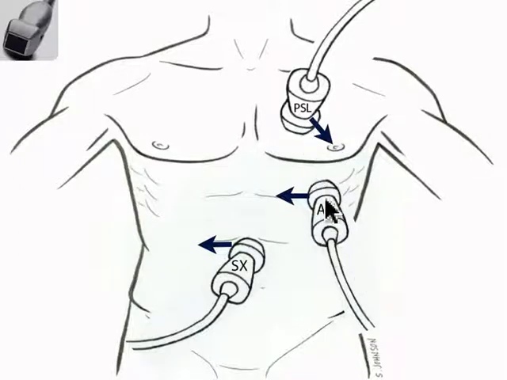And then the apical four-chamber view, where we place the probe right on top of the point of maximal impulse, or PMI, and then we shoot the sound right down through the apex into the heart with the indicator towards the patient's right. We're not going to be talking about the subxiphoid view in this talk. We will in the future, but not for this specific talk.